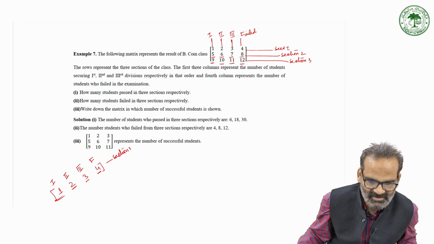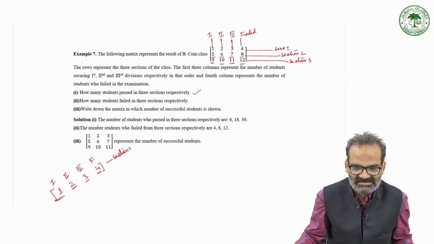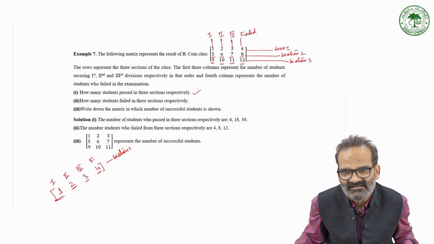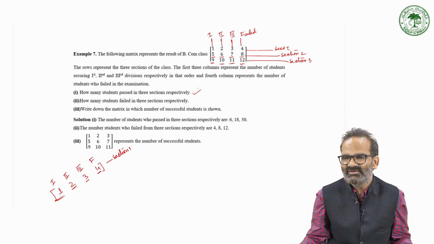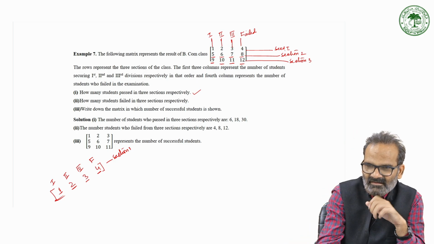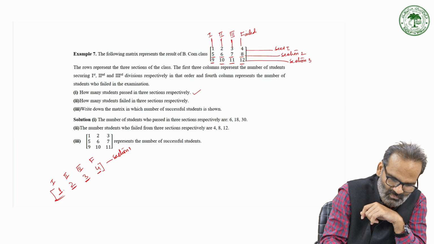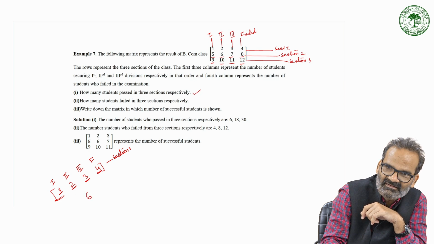Now, what you want to calculate is how many students passed in 3 sections. So, how will you determine how many students passed in 3 sections? Look at this. In section 1, the number of students who passed: 1 first division, 2 second division, 3 third division. 3 plus 2 plus 1, that is 6, because 4 of them failed.